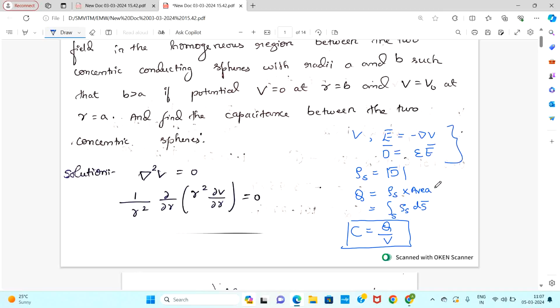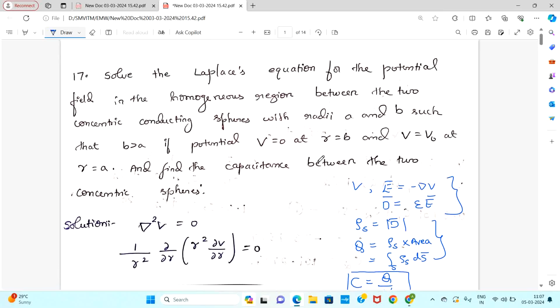So the first few steps are same as the other problems, and there are few more parameters which you have to calculate to get the capacitor. Okay, so we'll see how to do this using one example here. The question given is: solve the Laplace equation for the potential field in the homogeneous region between two concentric conducting spheres with radii of A and B. The inner conductor is radius A, outer conductor is radius B.